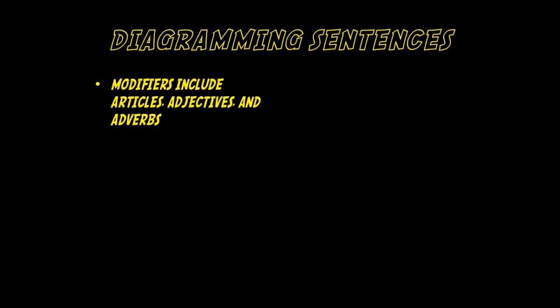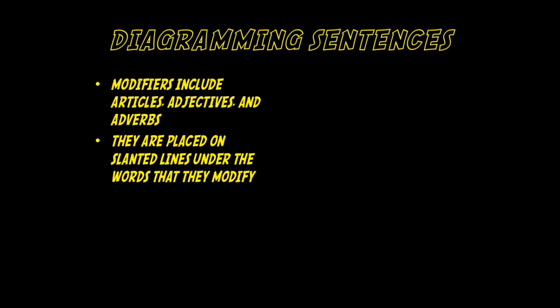Alright, next we're going to go ahead and look at these things called modifiers. Modifiers include articles, adjectives, and adverbs. By modifier I mean anything that alters or changes another word. They are placed on slanted lines under the words that they modify. Again, modifying meaning altering or changing.